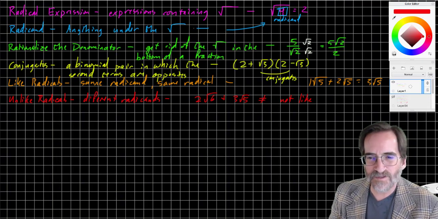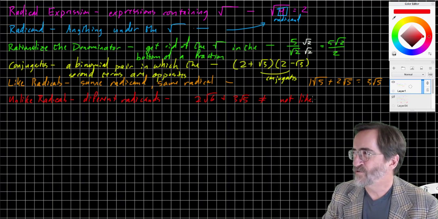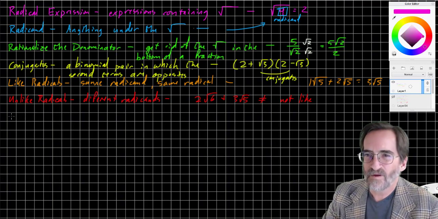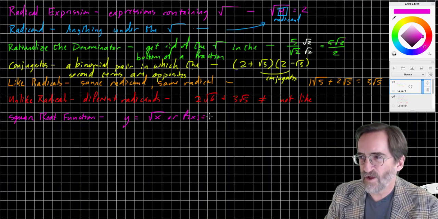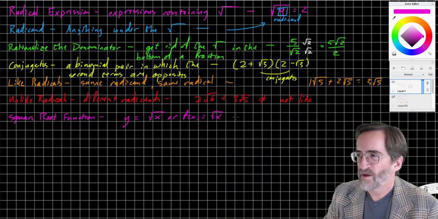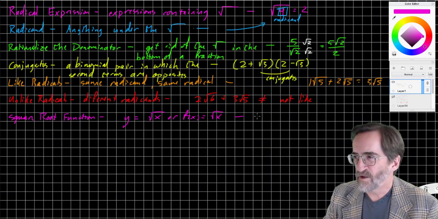Graphing square root functions. Keyword, square root function. Okay, y equals square root x, or f of x equals square root x. F of x can replace y. Okay. Example, and I'm going to give the graph. Y equals square root x.